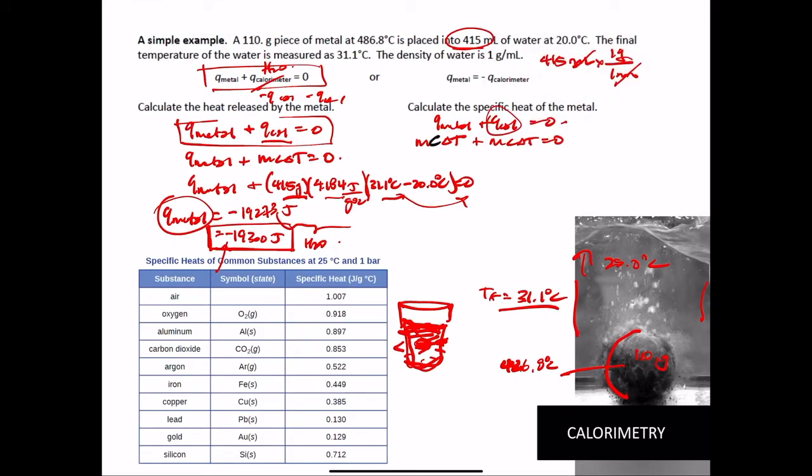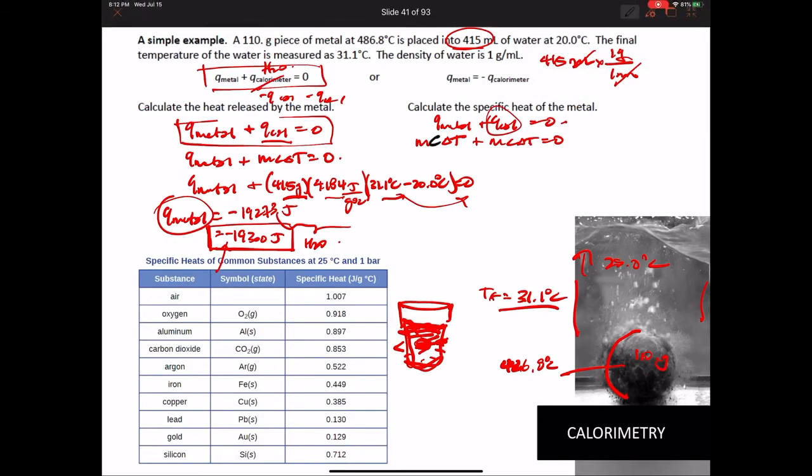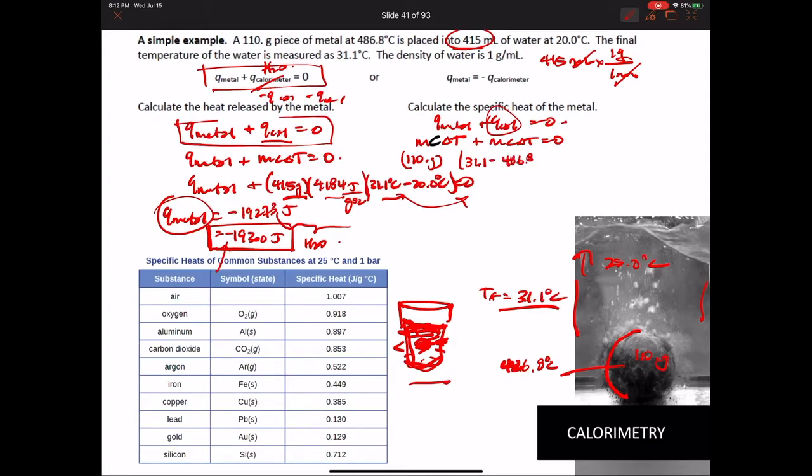So MC, we're solving for C for the metal, so I want to remember that. All right, let's just substitute the things in that we know. The mass of the metal is 110 grams. C is what we're solving for. T final for the metal is the same as the water, right? They're a system together. Their temperatures will end at the same place. Minus 486.8. Plus, we already solved this, so negative 19300 equals 0. Am I doing this right? Yeah, but it's positive.